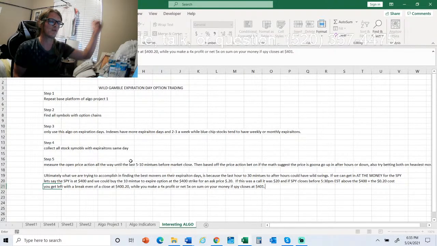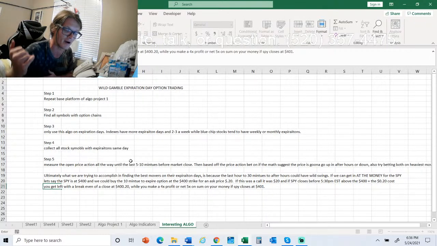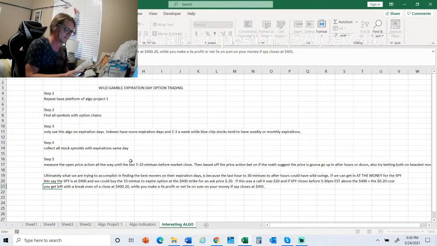Meaning, if it goes up to 401 or down to 399 and we're able to buy a call or put at the money at $20 on both sides, either way it goes, as long as it moves $1, we gonna get paid. And if it goes like before 5:30 above that number, you can exercise and take your profits and then cash out your stock if you wanted to. Like, there's a lot of ways to play this, people.